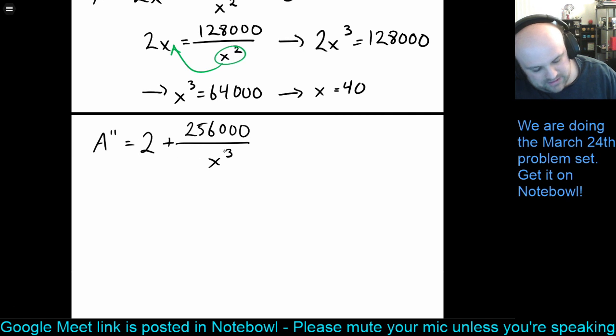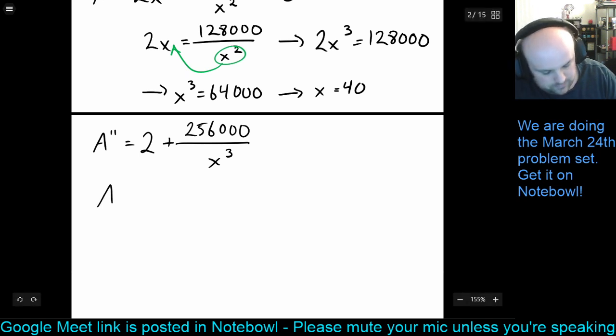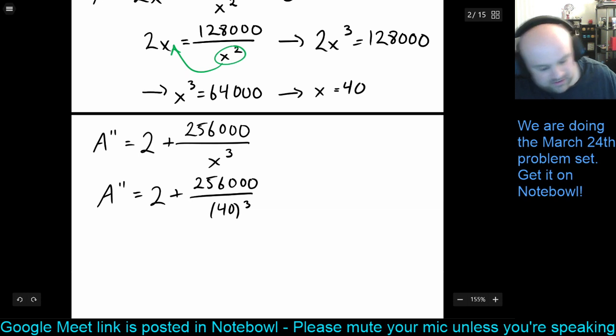So now that we have this second derivative here, we want to check, well, if we plug in 40, what's going to happen? So this is 2 plus 256k over 40 cubed.